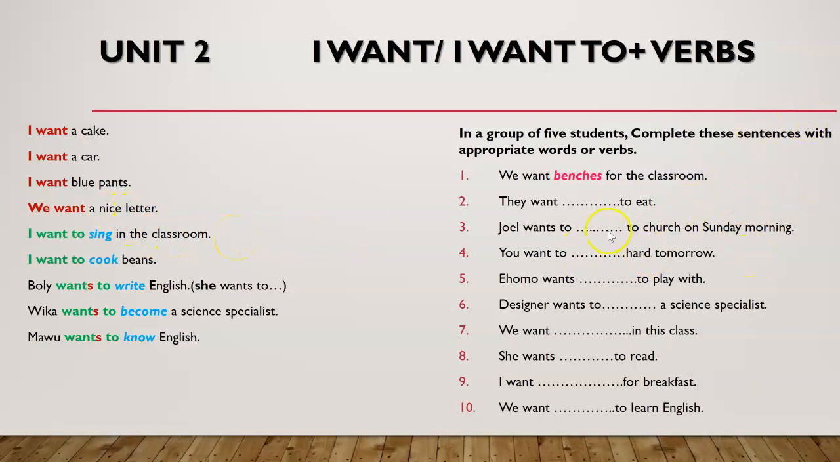Okay. Now we are in a case here where you have to add either words like here or verbs. Okay. Now which verbs are they gonna be? I said, I want to sing in the classroom. I want to cook beans. I want to write. I want to become. So what verbs would you like to add here? Joel wants to church on Sunday morning. What is it? You want to. Hard tomorrow. You need to add verbs there.